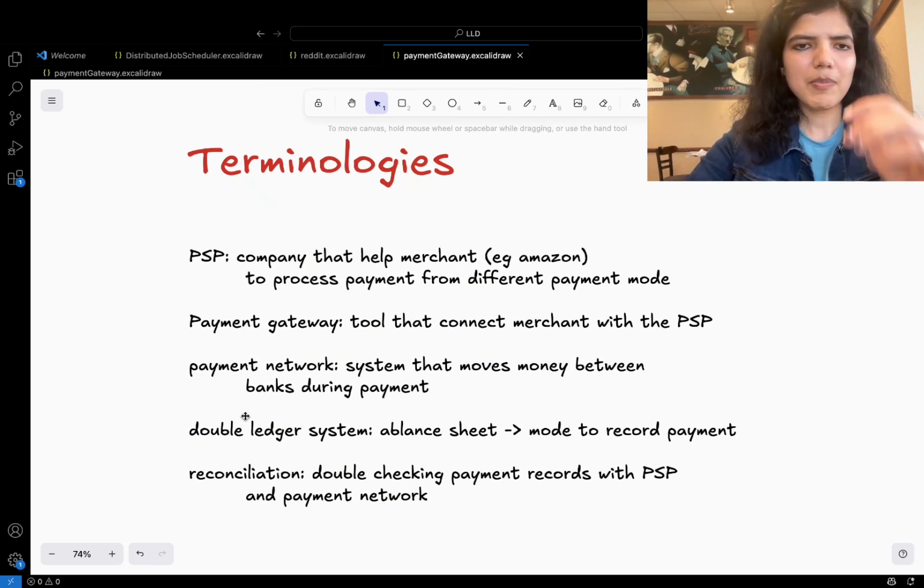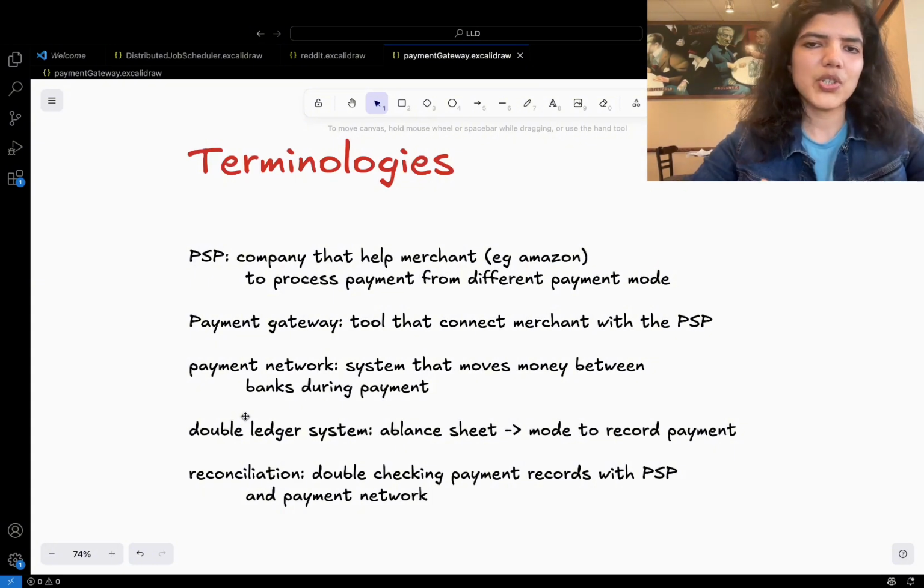In simple terms, payment service provider is nothing but a company which helps the merchant, let's say for example Amazon, to process the payment from different payment modes. Let's say as a buyer, if I place any order, the merchant, as in the Amazon, will help me to complete the payment, right? That's being done by the PSP. Some of the examples of PSP are Stripe and PayPal, etc.